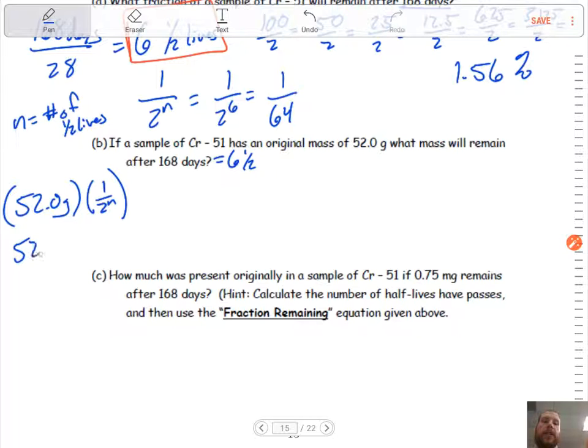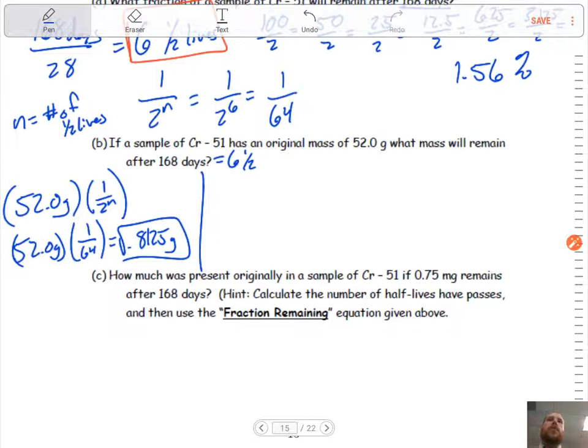So if we took 52 grams and multiplied it by the fraction, when you plug in 6 for n, you get 64. And when you do this math, you should end up with 0.8125 grams. Now, if you are good at remembering fractions, great, and that's something you want to go with.